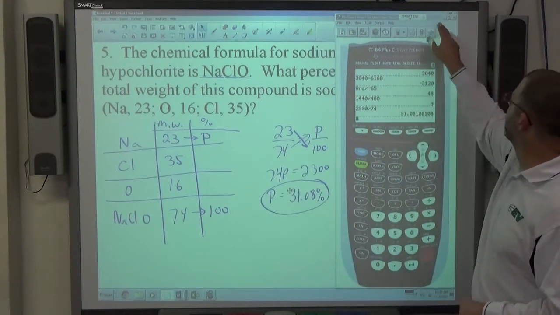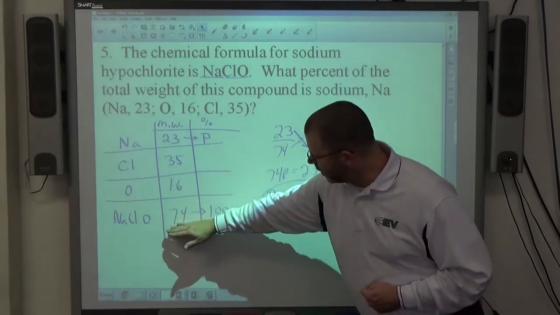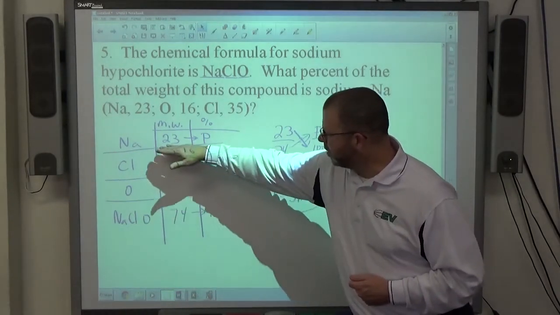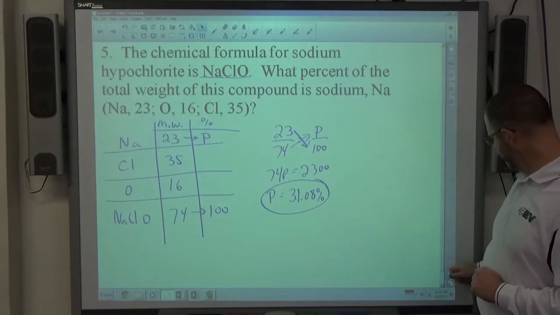And don't expect nice, pretty integers on this. It'll be what it is. But again, the total weight is going to represent 100%. The part you're looking for is going to represent P%. You just got to cross multiply at that point.